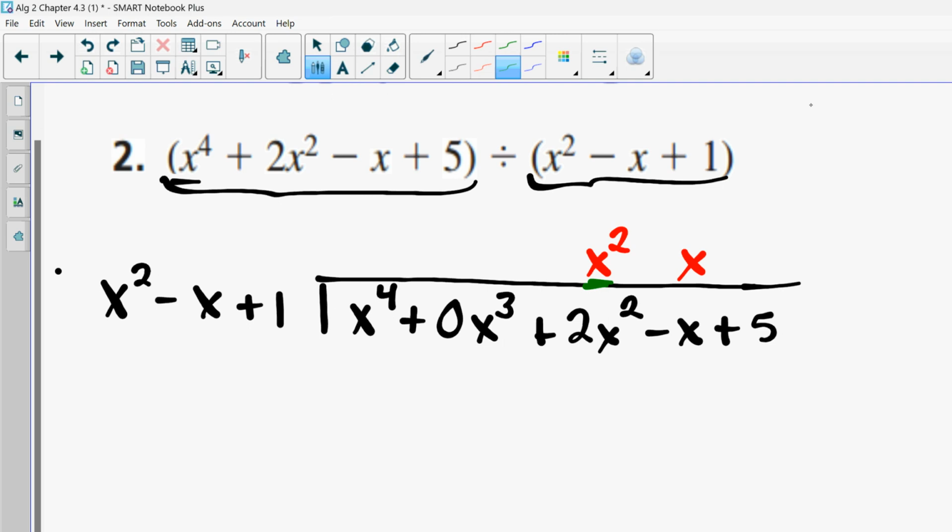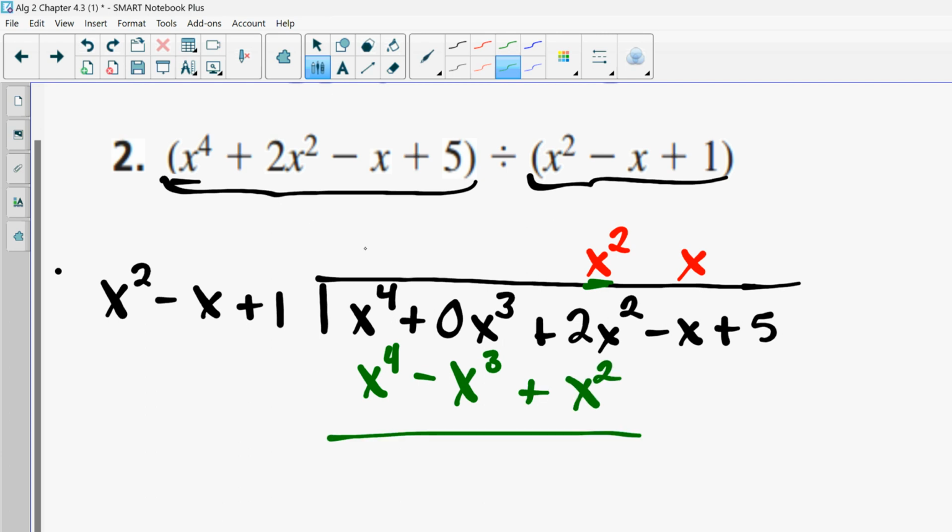We'll do x squared times negative x, which is negative x cubed. And lastly, x squared times 1, which would be plus x squared. At this point here, x to the fourth minus x cubed plus x squared. We line them up, put them underneath each of the terms. And then our next step is to subtract. Questions on this so far?